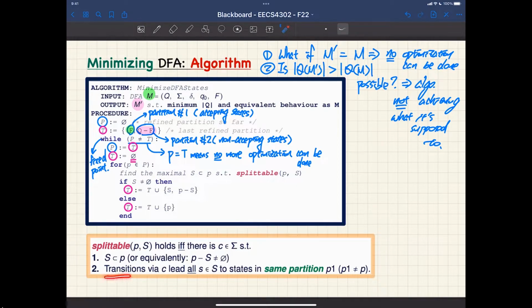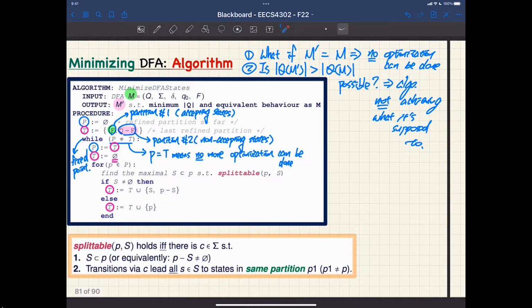Remember I said all the states in the partition lead to the same partition. In this case, the green. And the green partition is not the same as the pink, basically. All right? That's something so abstract when you first see the algorithm. But now we see it a little more concretely.